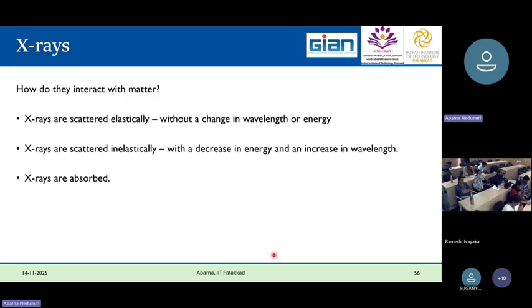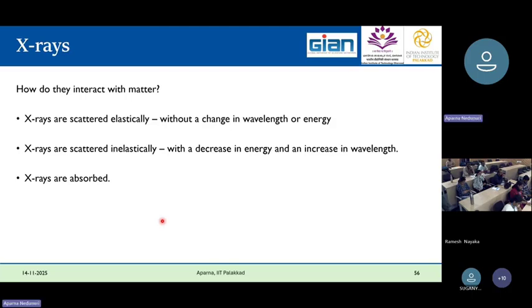X-rays are scattered elastically. There are three types of interactions. They can scatter elastically, they can scatter inelastically, and they also can get absorbed. The absorption depends on what type of matter you have, on the atomic number of the matter. The heavier the atom, the higher the absorption. The lighter the atom, the lower the absorption.